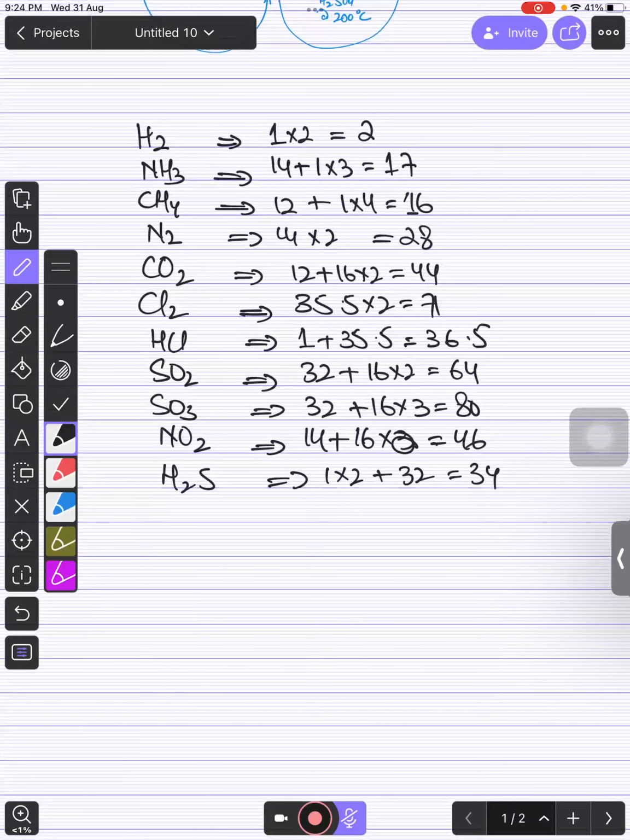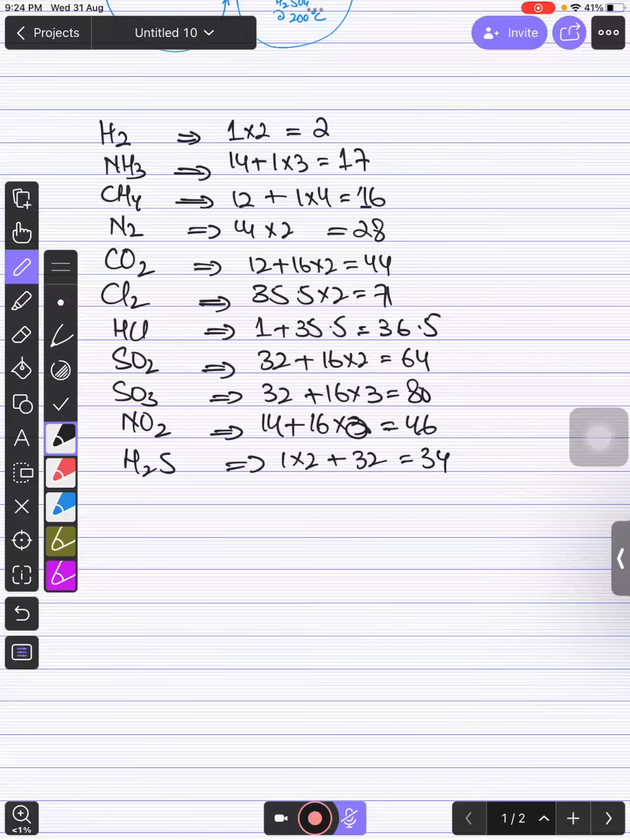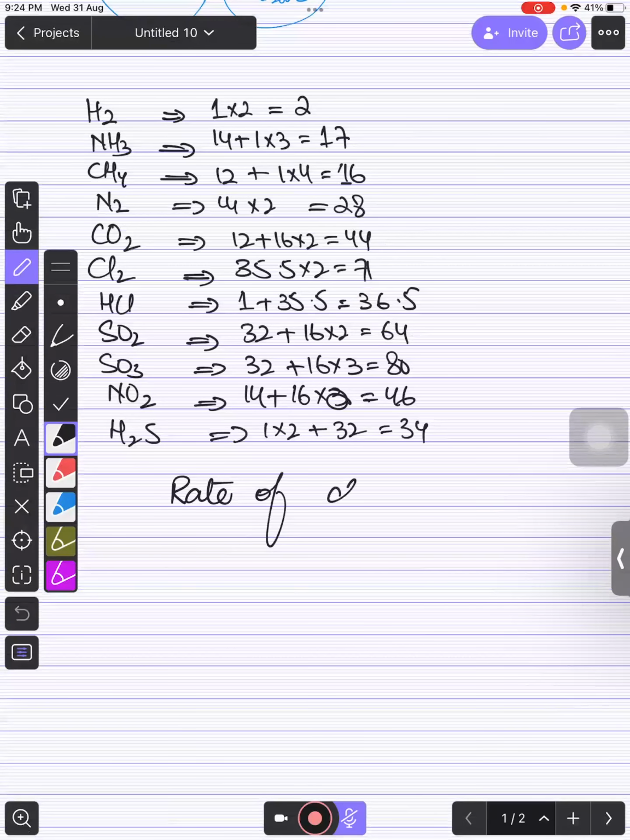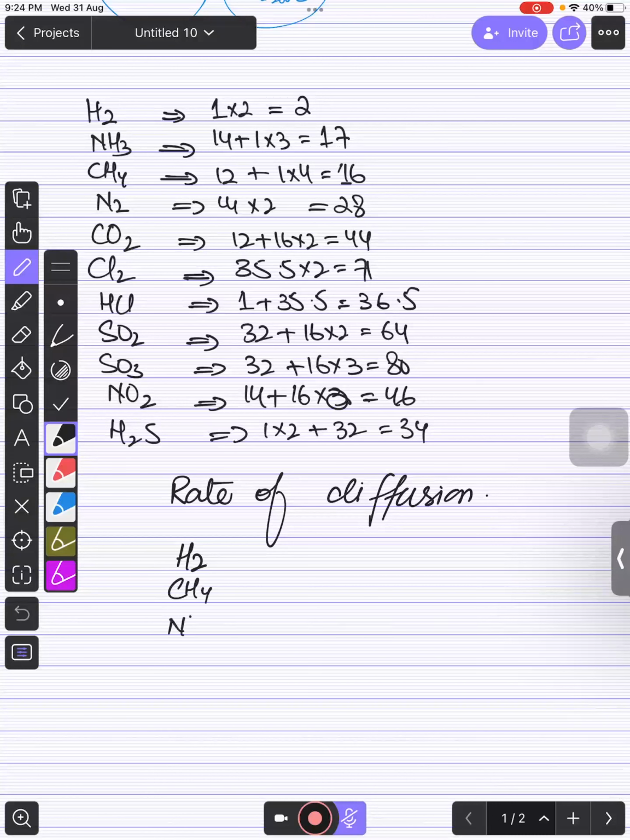And if we arrange them on the basis of rate of diffusion, that is how they are diffusing, which one is going to be diffused first and which one later, or you can say which one is going to diffuse faster and which one slower, we can arrange that like this. The fastest is hydrogen, because it has a lower molecular mass. So the fastest gas that can diffuse is hydrogen, then we have methane, then we have ammonia, right?